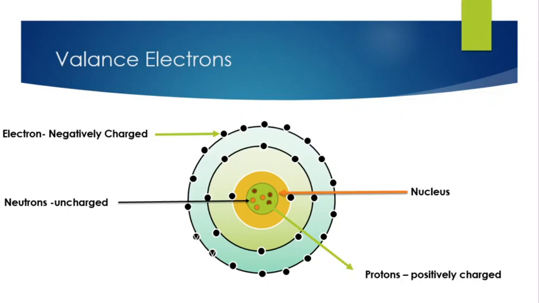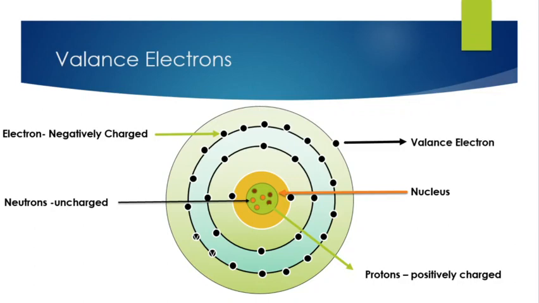Okay, then we'll come to the term valence electron. Then what is valence electrons? The valence electron is the one which comes in the most exterior shell of the atom.